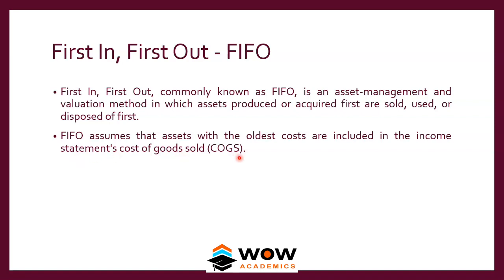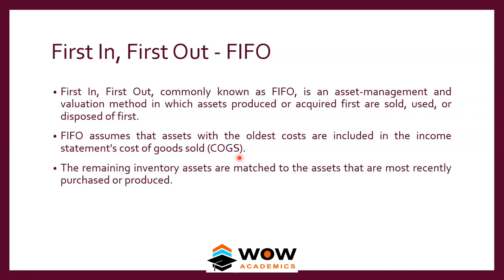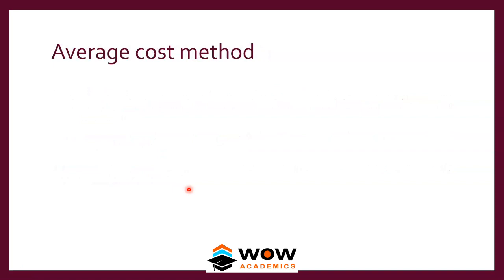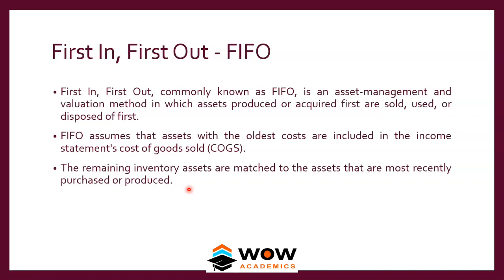So the component that is bought first is consumed first. The second batch would be consumed later. The remaining inventory assets are matched to the assets that are more recently purchased or produced. So the remaining asset, the second batch of inventory, would be used to produce the latest product.